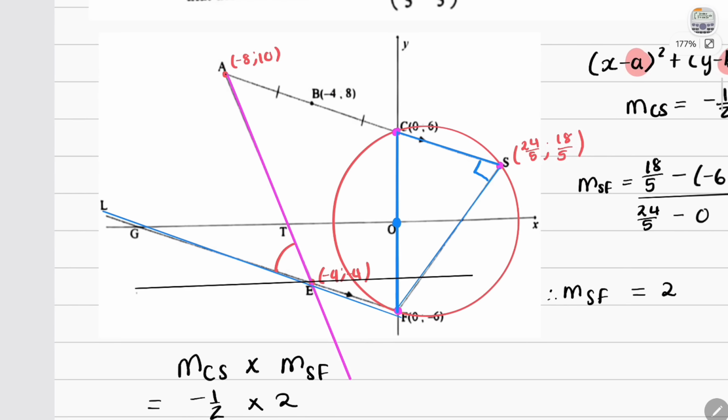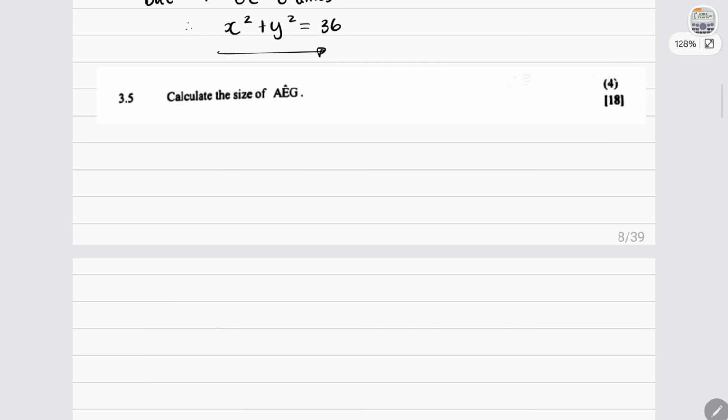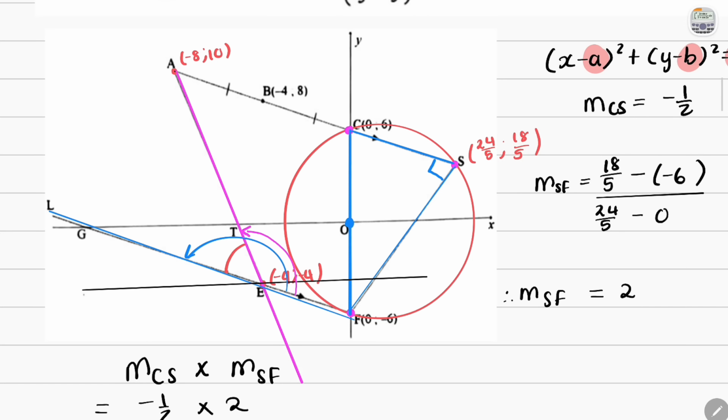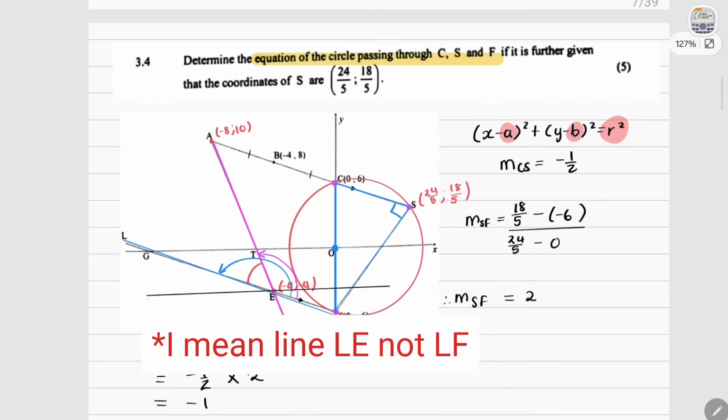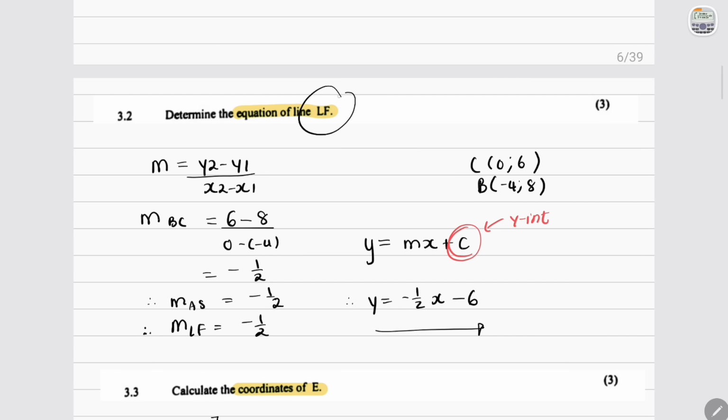So that's what we need to find. We need to find the angle of inclination of this line LF and then the angle of inclination of the line AE. So let's find that. Let's start with the big one. That is this bigger angle, the blue one, and that would be LF. And what is the gradient of line LF? We already found those. The gradient of line LF is negative 1 over 2.